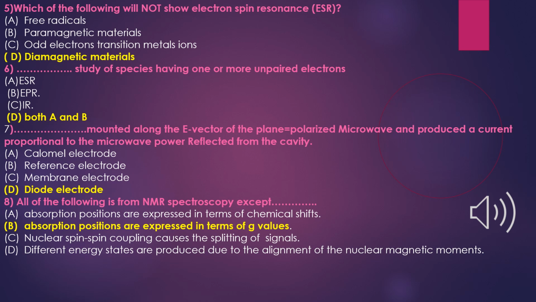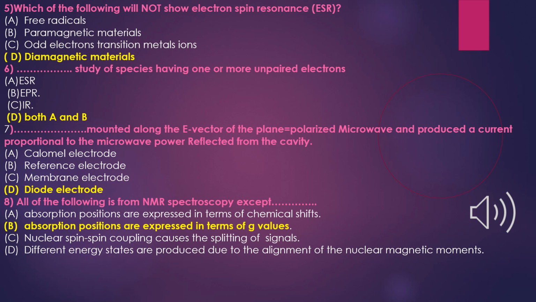7. Mounted along the E vector of the plane polarized microwave and produces a current proportional to the microwave power reflected from the cavity: A. Calomel electrode, B. Reference electrode, C. Membrane electrode, D. Diode electrode. The answer is D. Diode electrode.